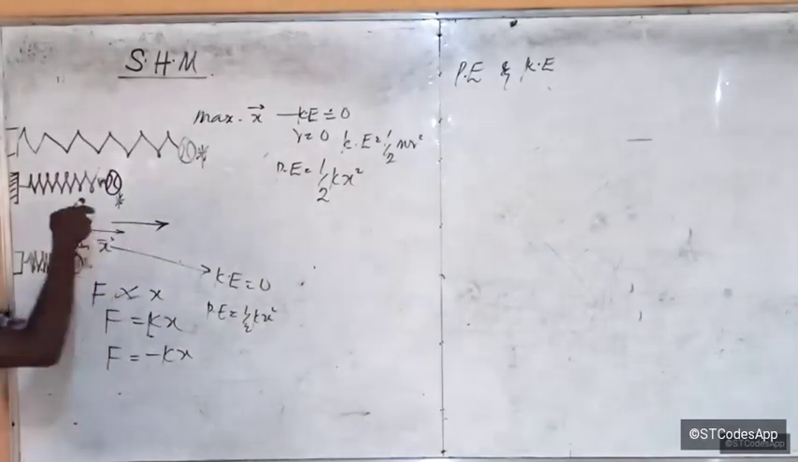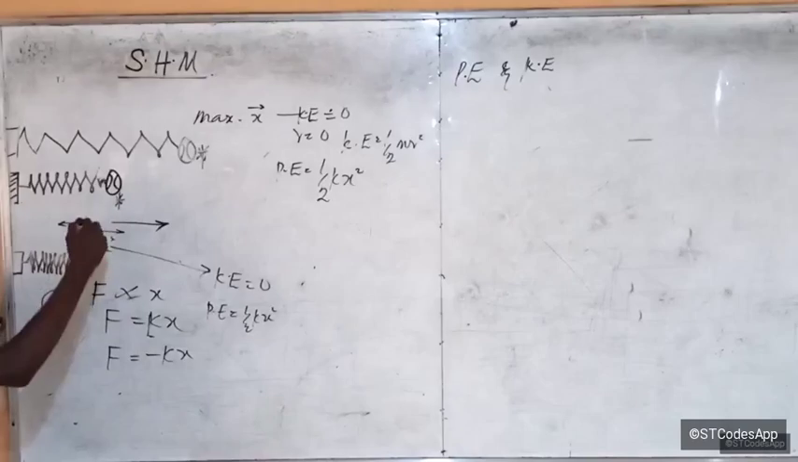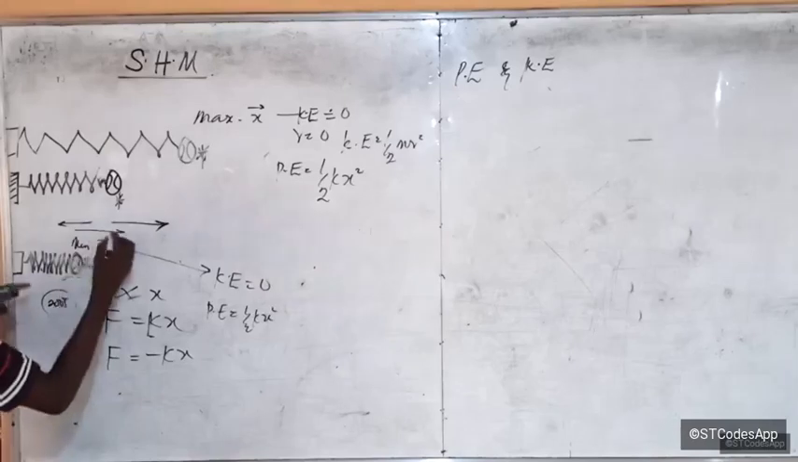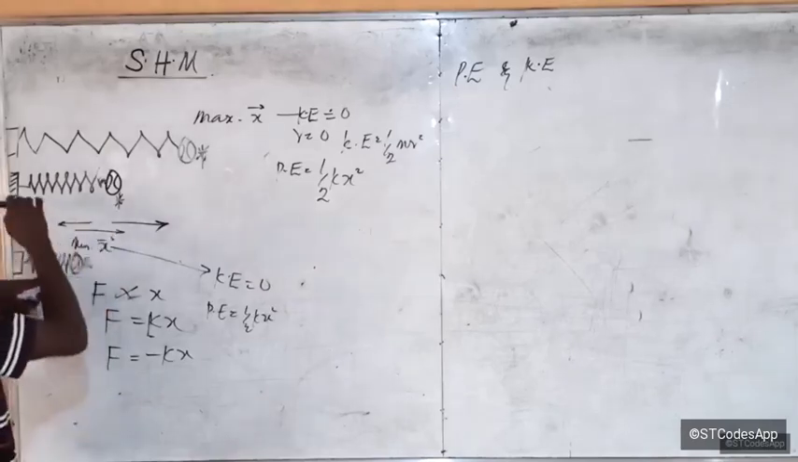So what do you have here? At this point of equilibrium, what we have is that the potential energy will be converted to kinetic energy little by little as it is undergoing this motion.